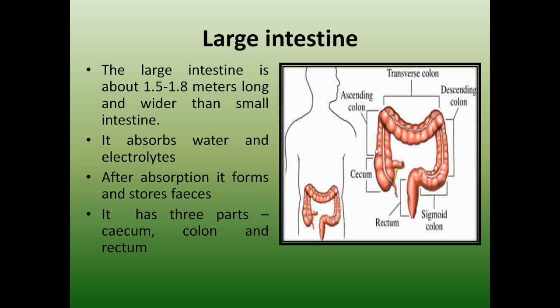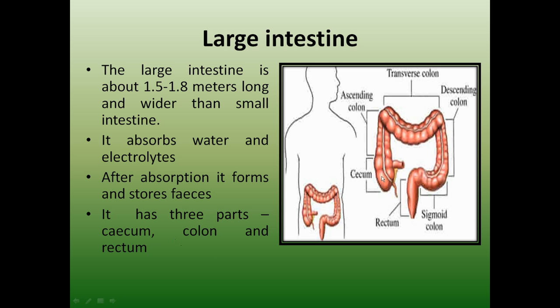That's why it is referred to as the large intestine. Otherwise, the length of the large intestine is quite shorter than that of the small intestine, and no digestion takes place in the large intestine. Only the absorption of water and electrolytes takes place there, and after absorption the fecal matter is formed. The large intestine comprises three sections: caecum, colon and rectum.